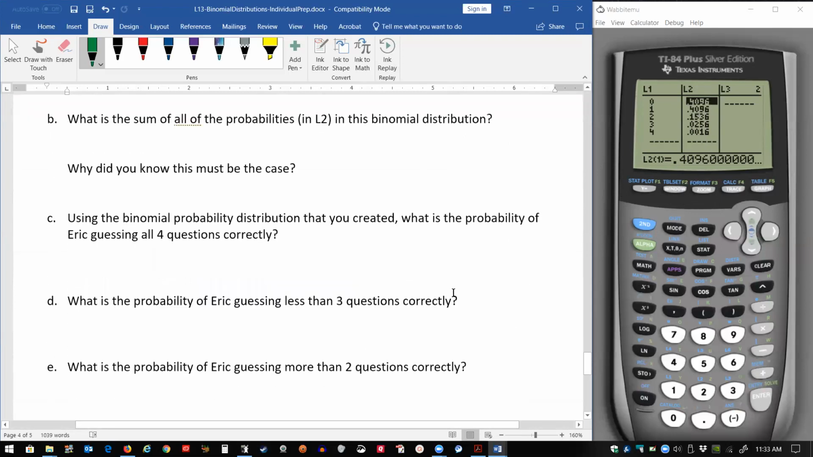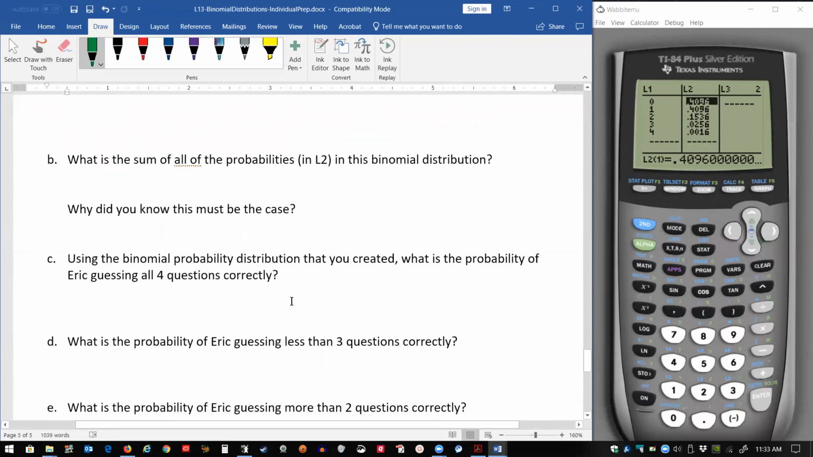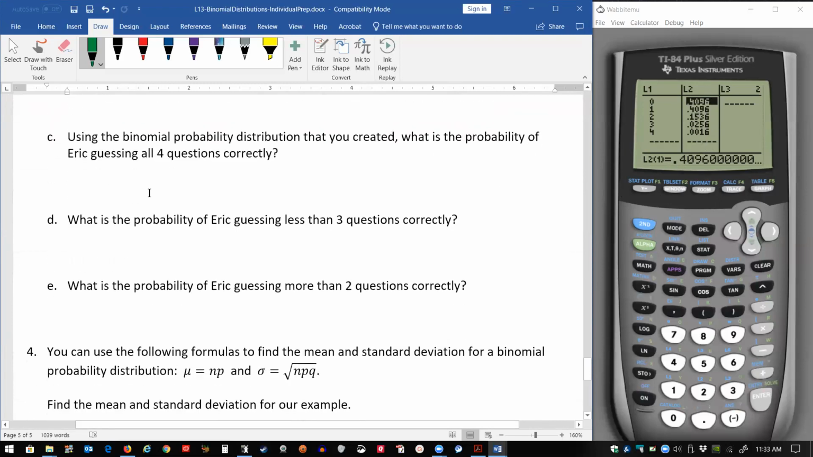Okay. So now we get to do these examples. So what is the probability that Eric gets all 4 questions right? Well, look, it's right there in our probability distribution. And we calculated it before as well, right?